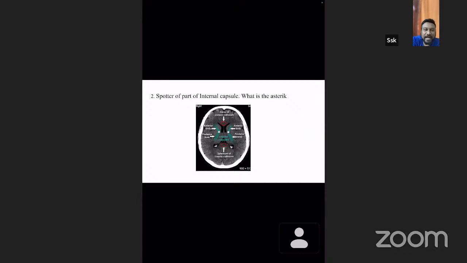The next question that was framed was to identify the spot, that is the asterisk that has been marked in the image. In a CT image, they had marked the internal capsule, and in that internal capsule, what they have marked is actually the genu. So that was the question that was asked. The asterisk that has been marked here is the genu. So genu was the answer for this question.